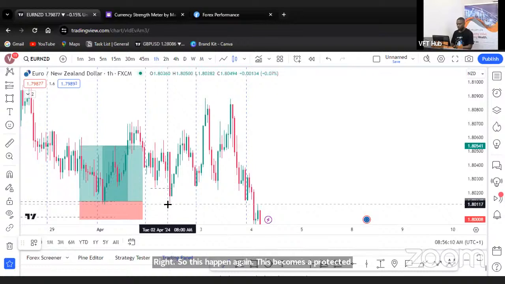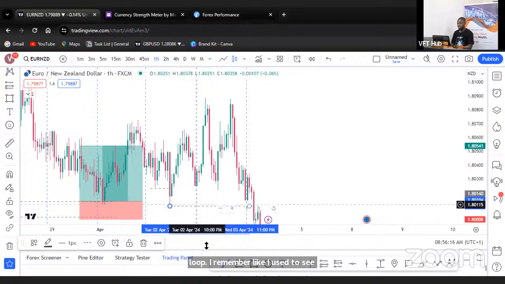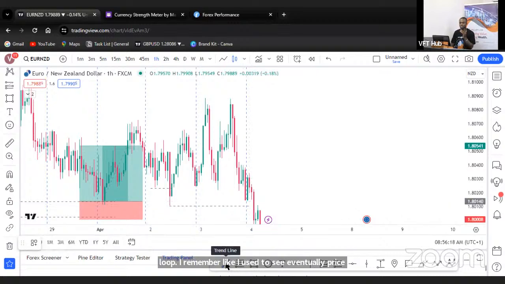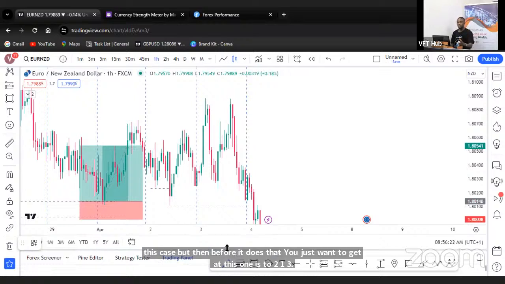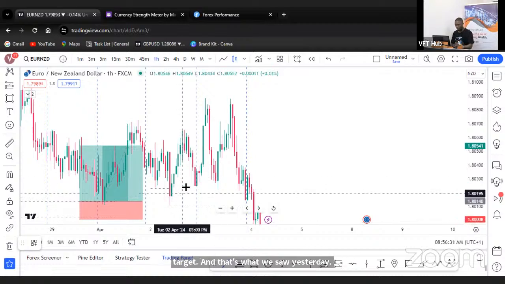Remember, like I used to say, eventually price might come back to take everything out, which it did in this case. But before it does that, we just want to get at least 1:2, 1:3 RR, right? And those are modest RR that we can aim for and target. And that's what we saw yesterday. I think this even did 1:3.5, but for me, I came out 1:3.